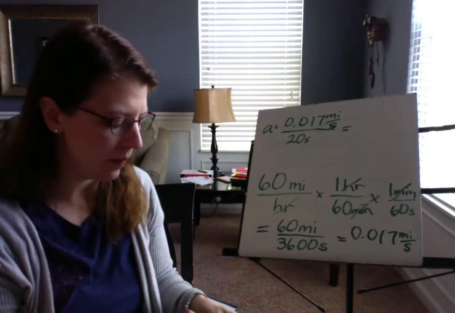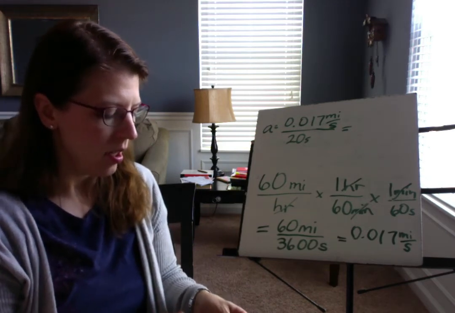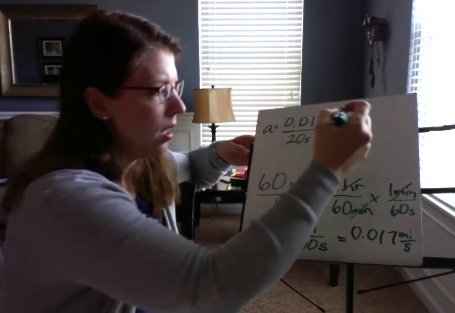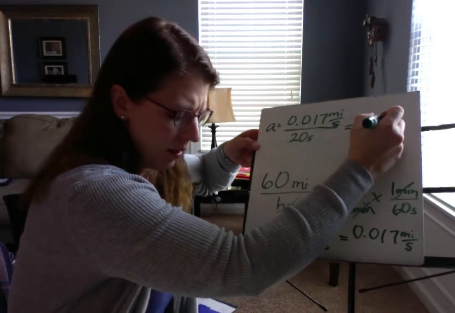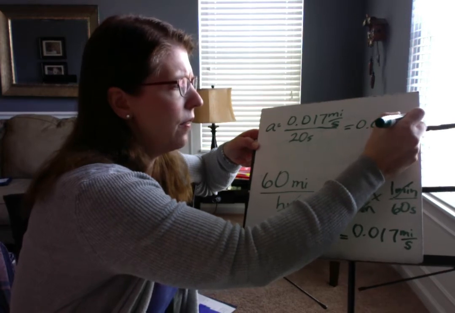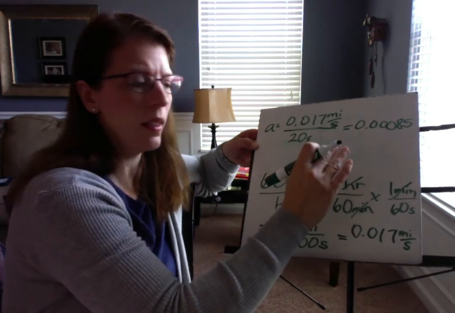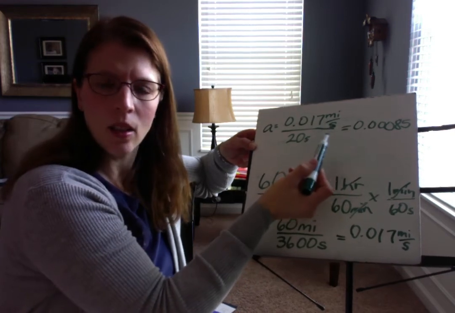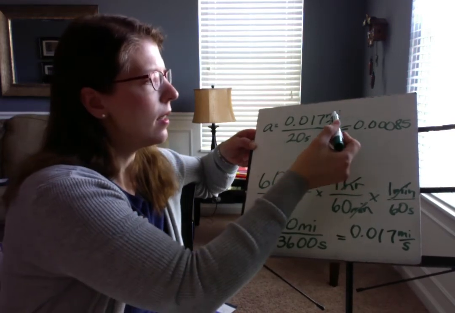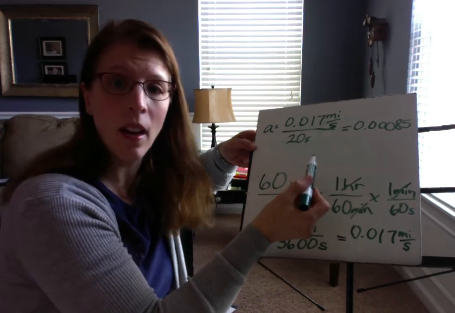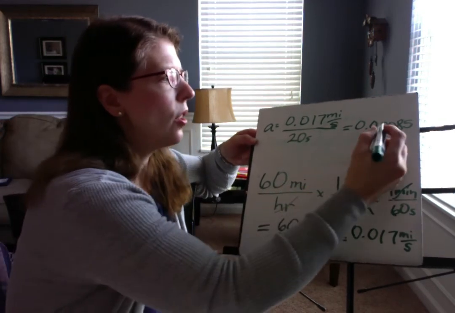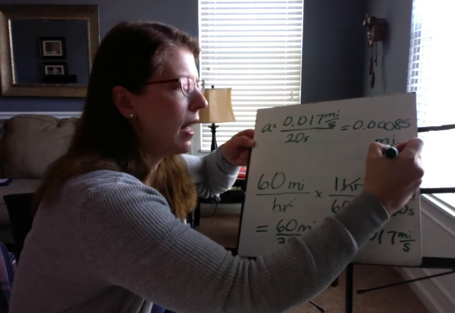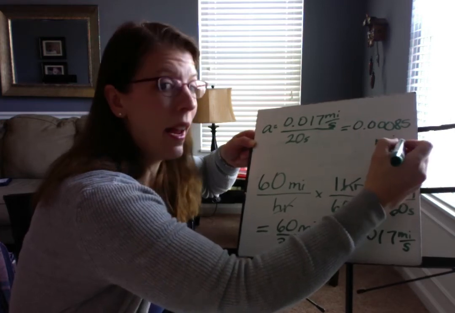All right. Now that's something I can divide. Divided by 20 is 0.00085. And what are my units? Well, I'd like to think that these seconds could cancel, but they don't. It's miles divided by seconds again. So that is miles divided by seconds squared.